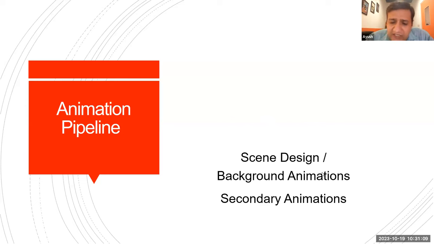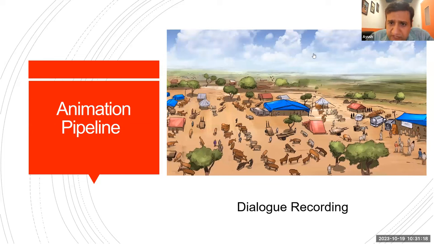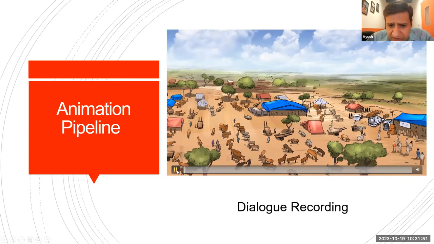Once we have all of this ready, then we move into the second phase, the production phase, where the actual animation starts. So this is what the first shot looks like. And then we record the dialogues. Initially there are scratch recordings. Somebody can be recording on the phone without worrying too much about getting it right the first time. It is just to get the timing so that the animation can match it. You see?